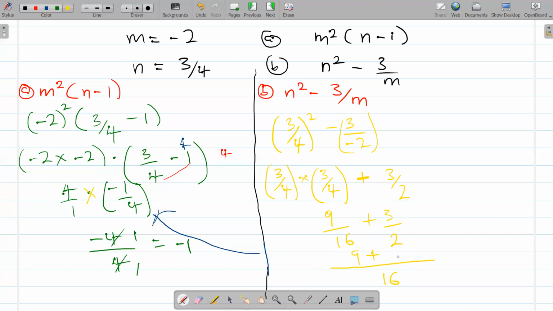2 goes into 16. 2 times what number will give you 16? 2 times 8. So 8. 8 multiplied by 3, what do you get? 8 times 8 is... 8 times 2 is 16, 8 times 3 is 24. Yes, this is 24.